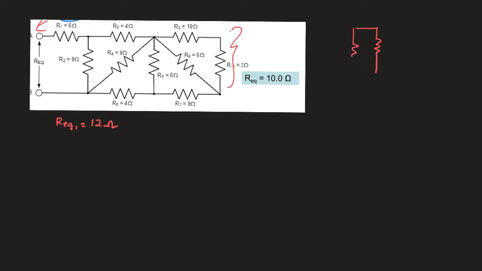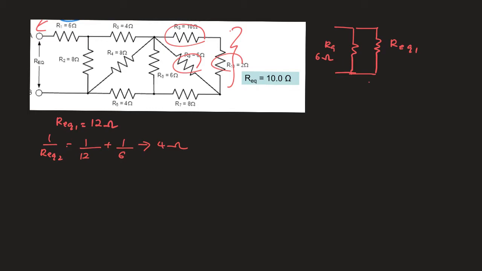Okay, so this is going to be the R equivalent of 1, which is going to be parallel with R9, which is 6 ohm. Okay, so the combination will always be in the vertical position here. So for you to find the next R equivalent, we have 1 over 12 plus 1 over 6. You are going to get 4 ohms here. So the combination of these three is going to be arranged in the parallel part also. So it's going to be like this.